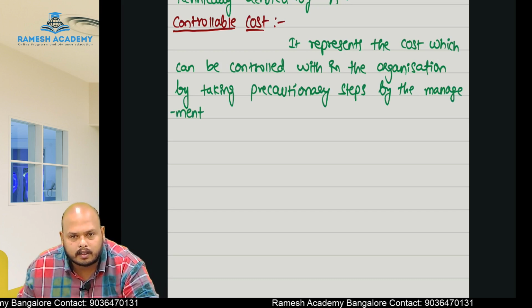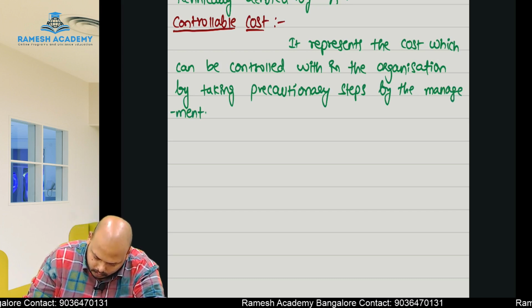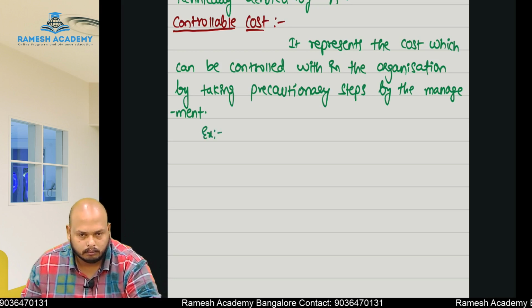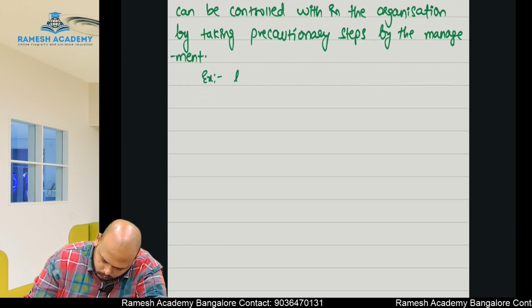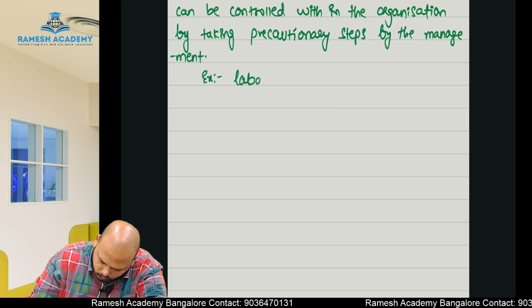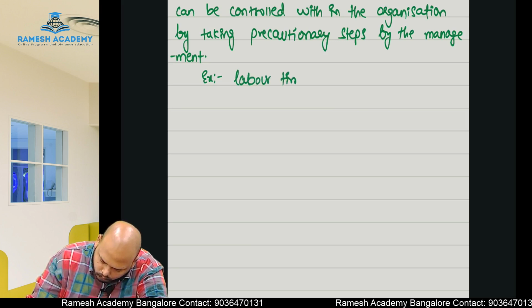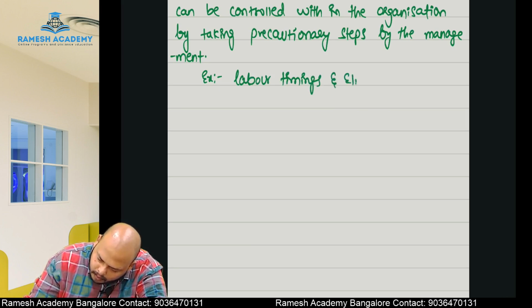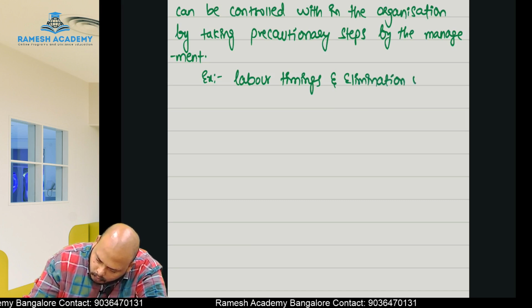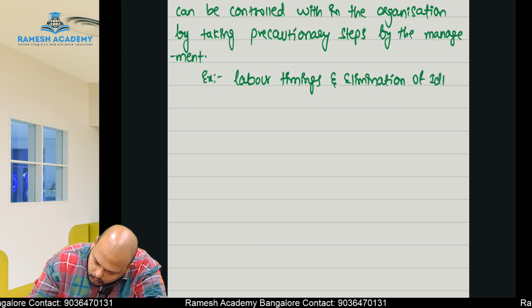By taking precautionary steps by the management. Example for controllable cost is labor timings and elimination of idle time.